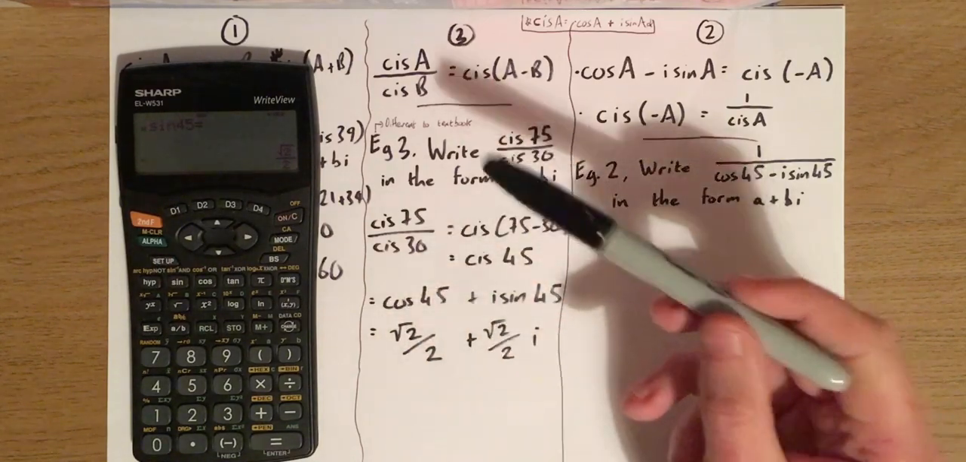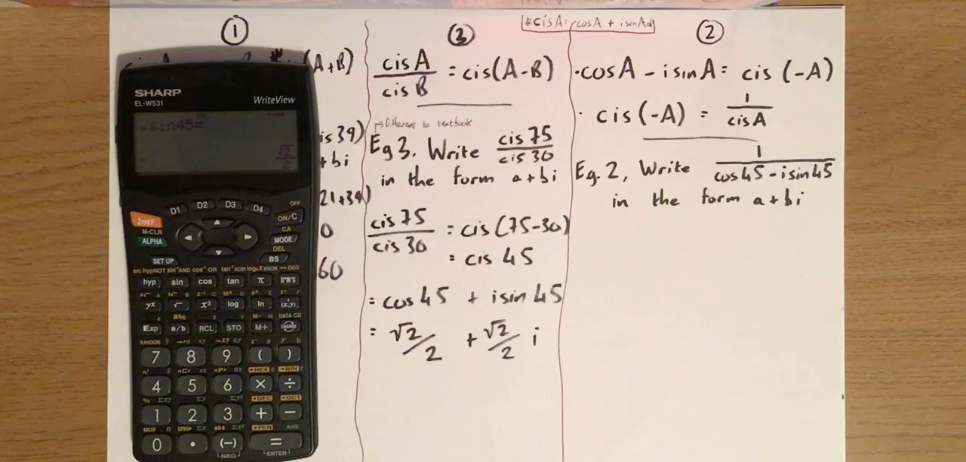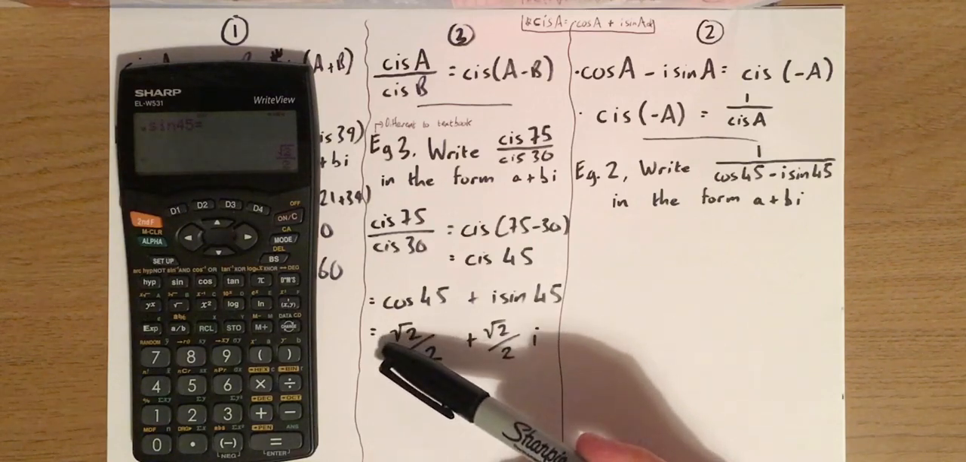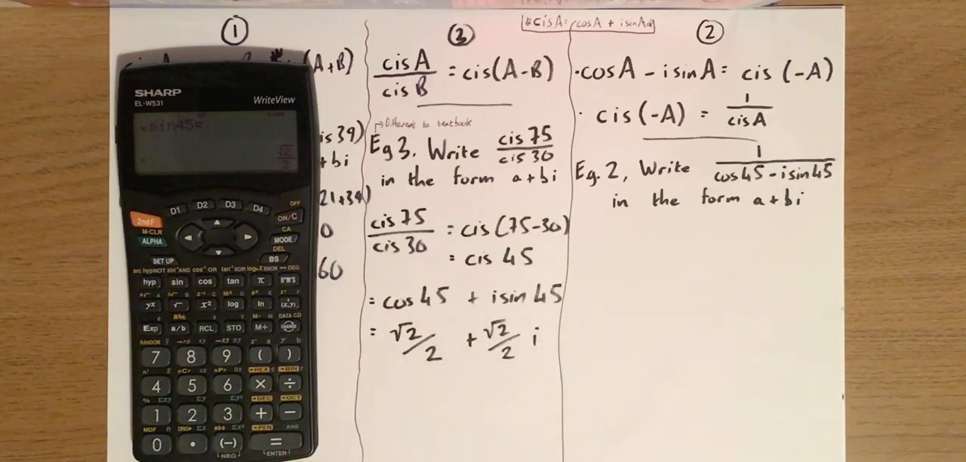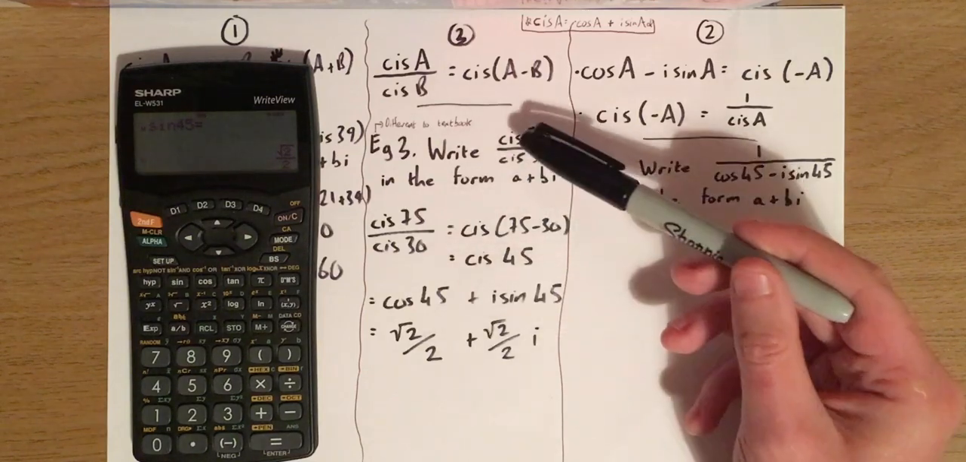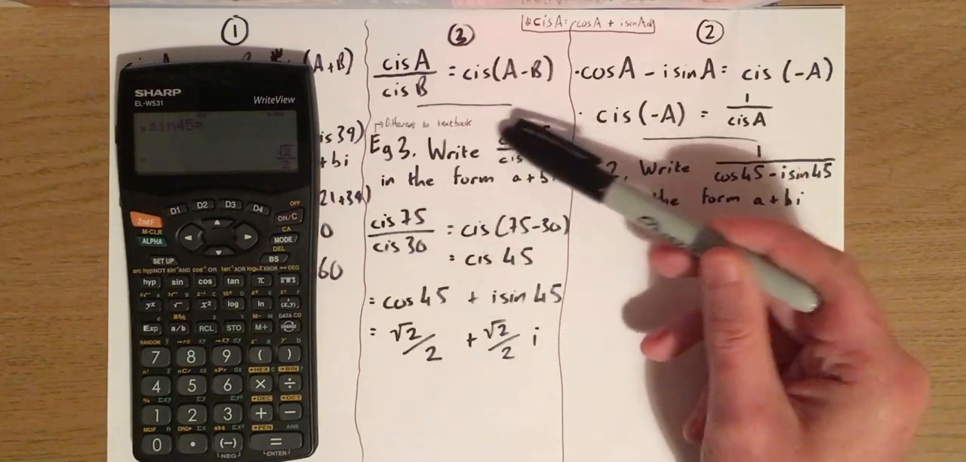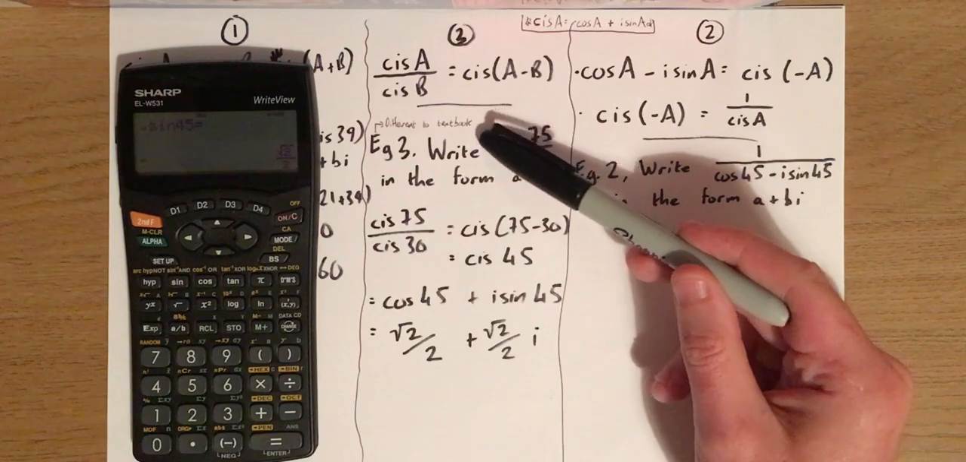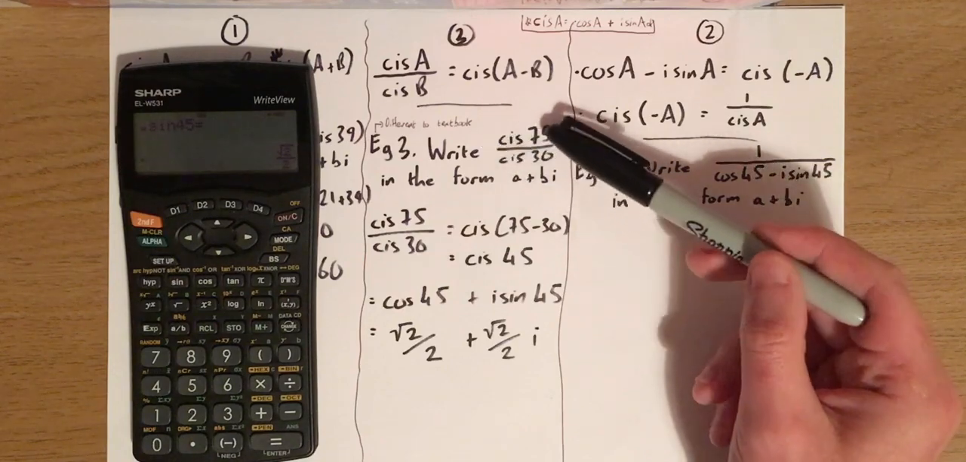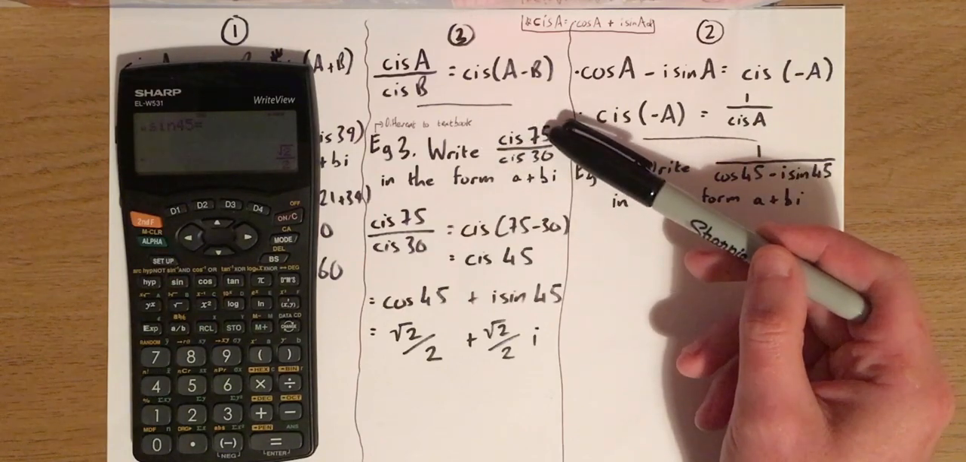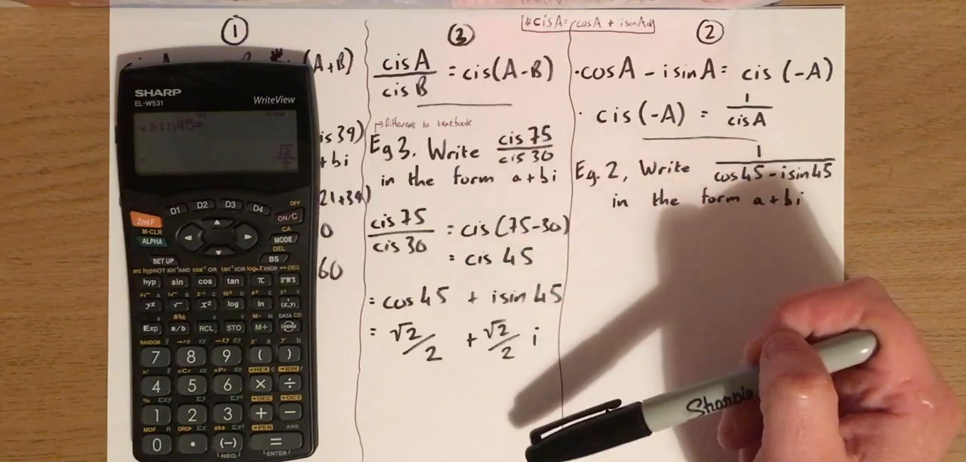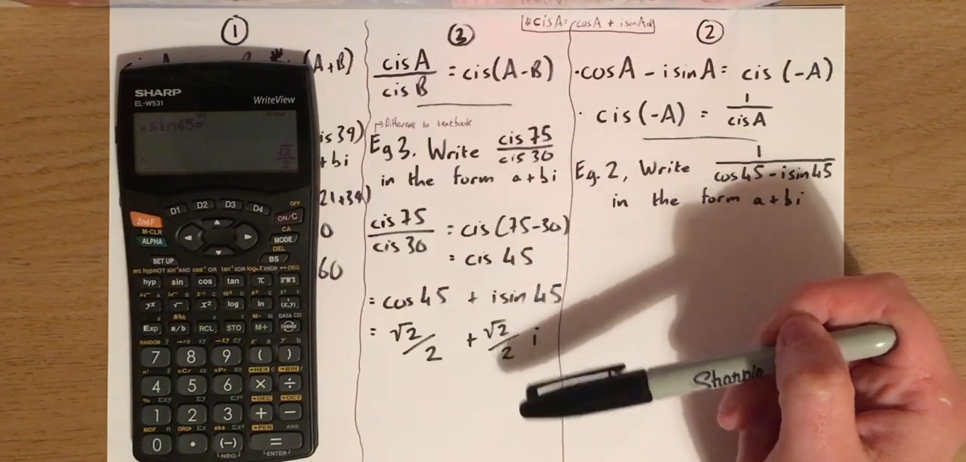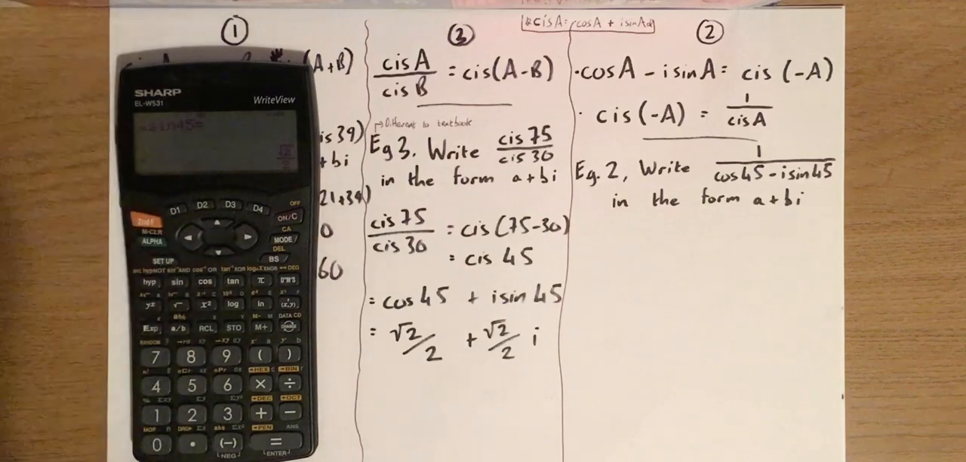All right, but there is cis 75 divided by cis 30 written in rectangular form. Okay, again, exam question, unlikely to use that abbreviation, cis. It would be more likely to write it out in full: cos 75 plus i sine 75 over cos 30 plus i sine 30. All right.